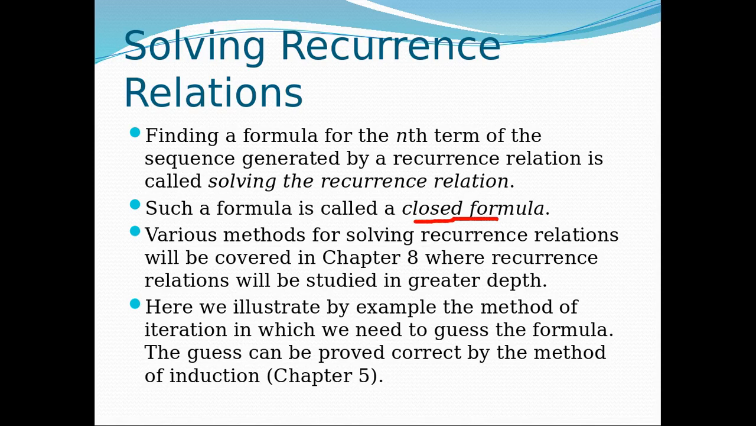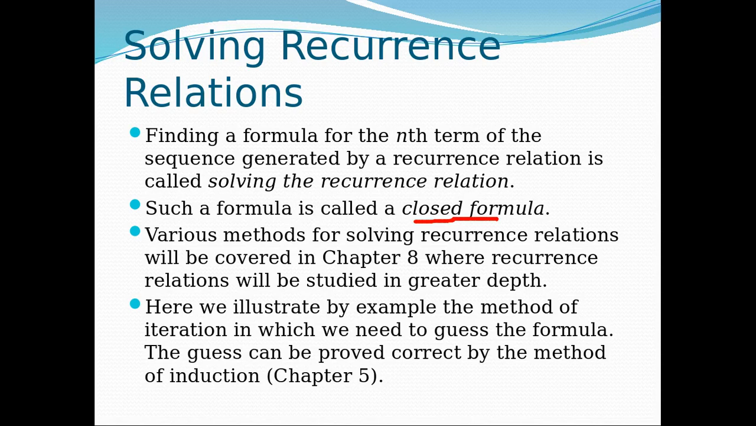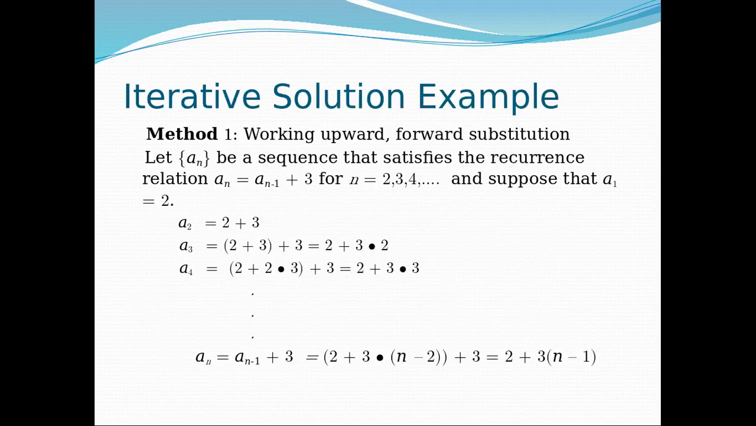For example, if you are given a sequence and you have to find the relation, that would be dealt with later in chapter 8, but here is just an example. If you want to find an iterative solution, you start working upward. For example, if an is equal to an minus 1 plus 3, you start putting the values here. So ultimately you will get a formula which would be an is equal to 2 plus 3 into n minus 1.